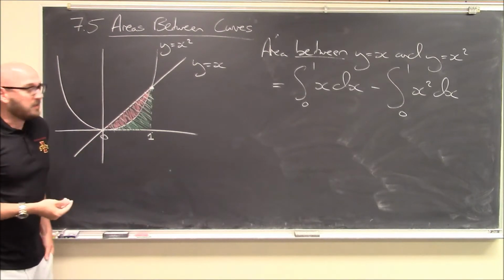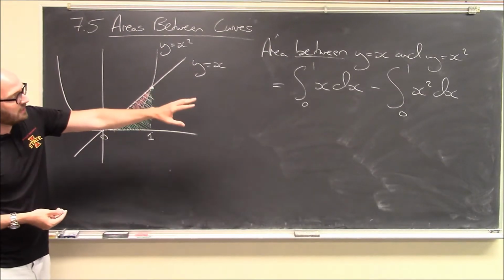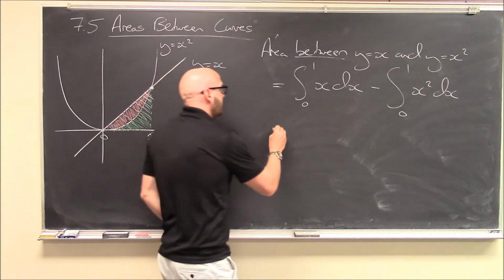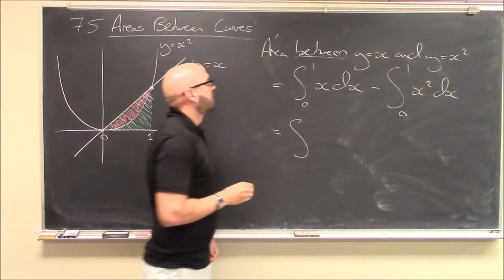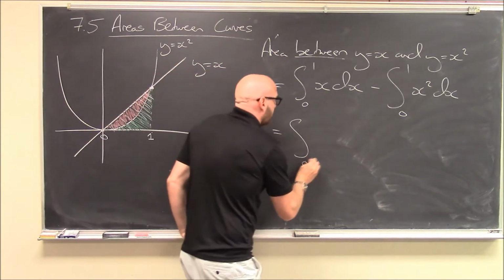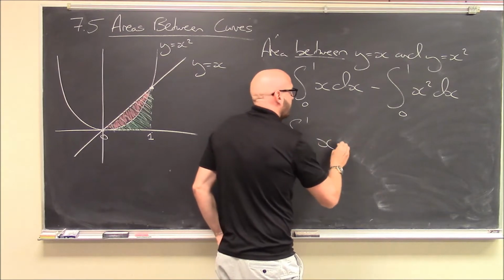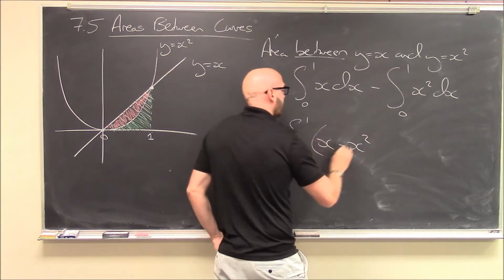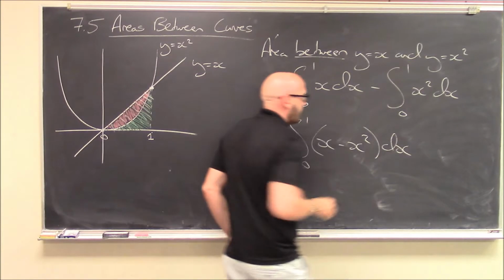And because we're going to do this so often, you don't often write this as two separate integrals. I'm just going to combine these as one. So this will be the integral from 0 to 1 of x minus x squared dx.